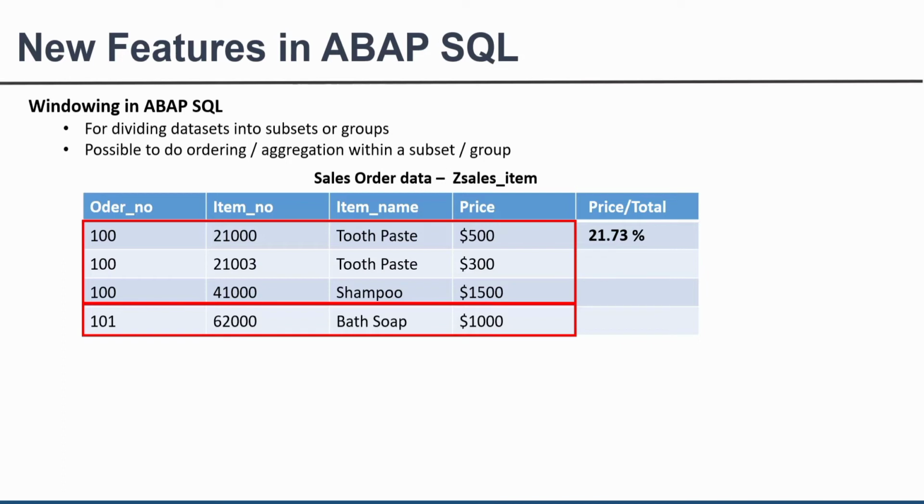Now if you want to calculate price per total, what is the percentage of the first item, that is the first toothpaste, over the complete order, then you can see it is 21.73%. How do you calculate it? You calculate the sum of price, that is 2300, and out of that you see what percentage this toothpaste is, that is 21.73. For the second item it is 13%, for the third item it is 65.21%. And obviously for the second order, since it is only one item, the percentage will be 100%.